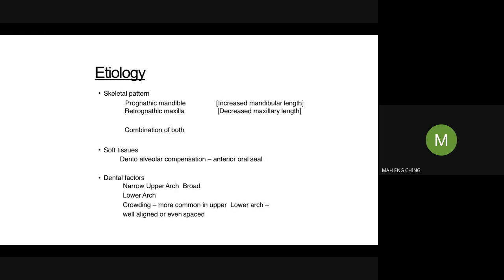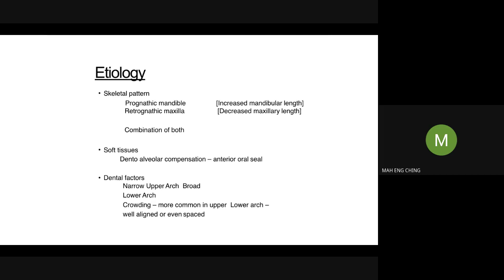So etiology can be skeletal pattern, which is a prognathic mandible, meaning the lower jaw is too long, or a retrognathic maxilla, meaning the upper jaw is too short. Increased mandibular length, we call prognathic. Decreased maxillary length, we call retrognathic. It can be a combination of both. It can be a short maxilla, a long mandible, or a combination of both.